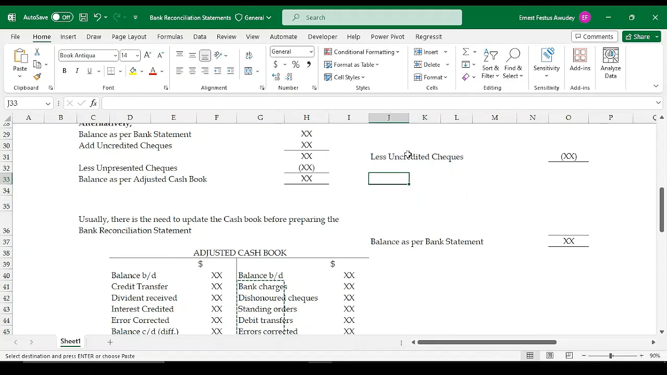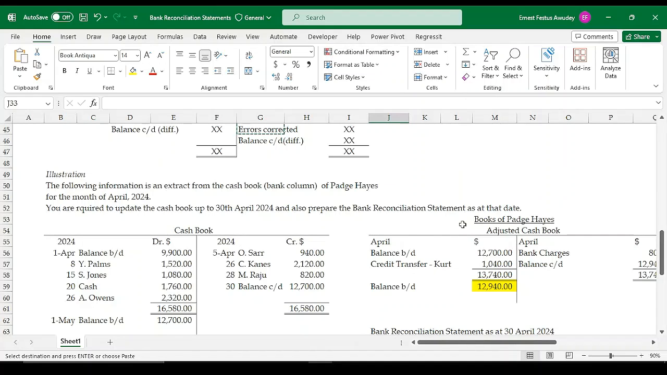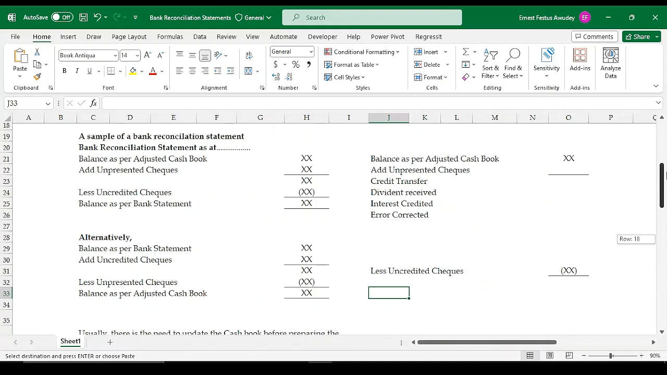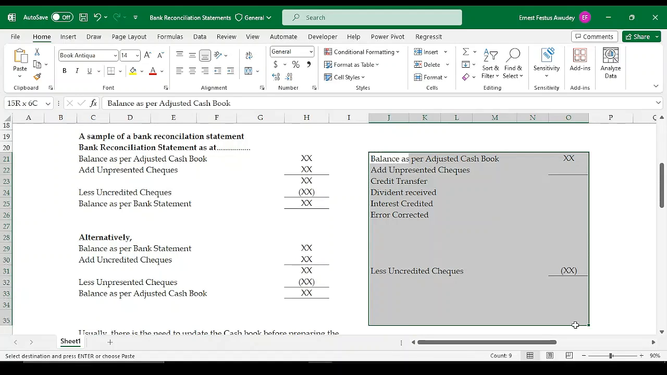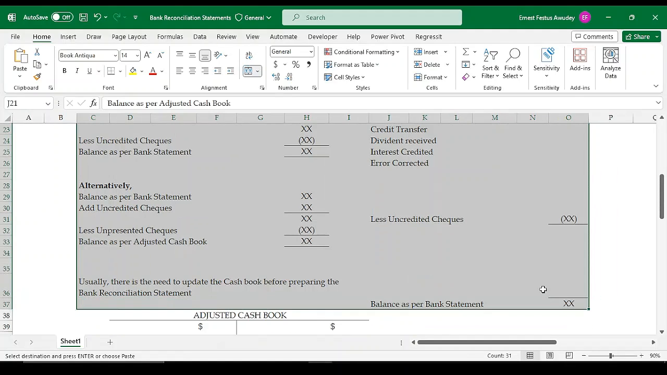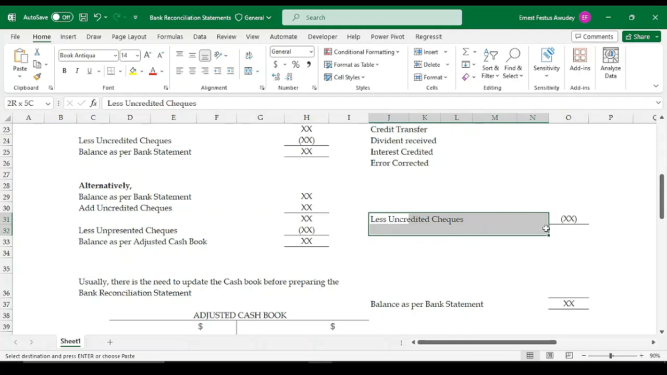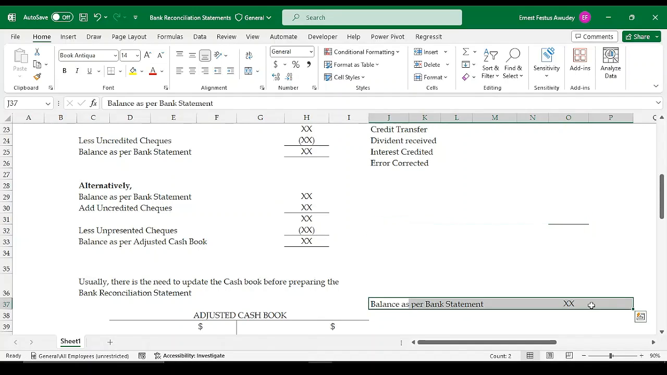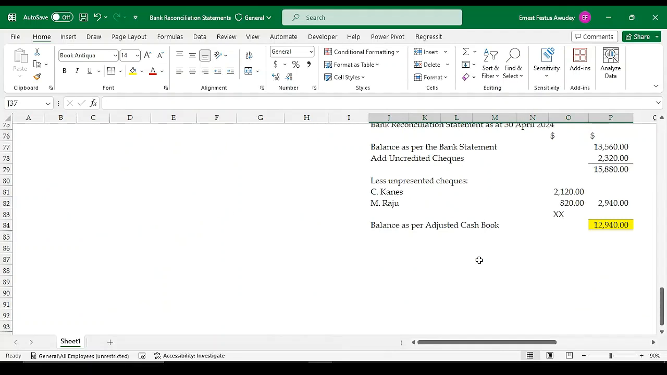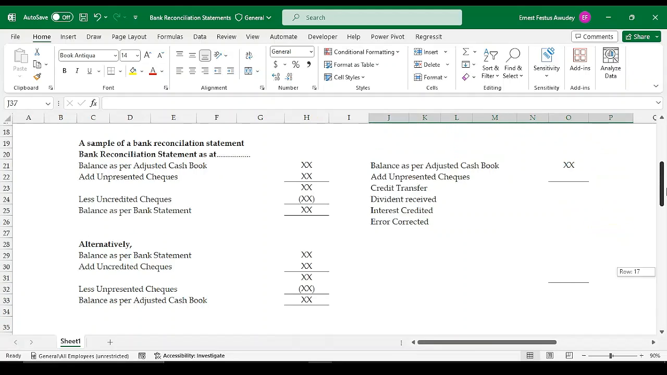So that is how you can present the bank reconciliation statement without necessarily preparing the adjusted column cash book. In that case, you are doing the adjustments right within your bank reconciliation statement. So that is an alternative way of presenting your bank reconciliation statement as well. I think there has been a merge of cells here, which is interfering with my work. That is just by the way. So let me just delete these.